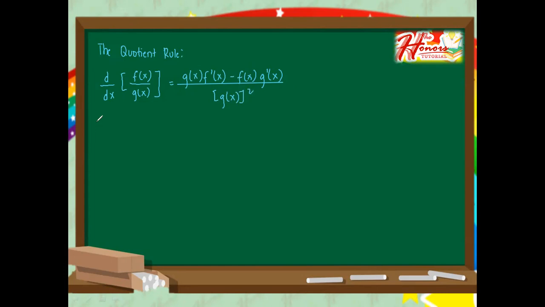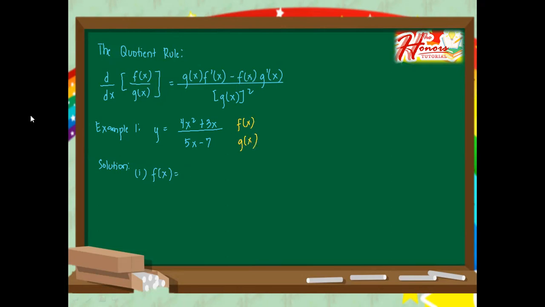Now let us have our example. For example number 1, we have here y equals 4x squared plus 3x over 5x minus 7. So let us have our solution. For the first part of the solution, we will be looking for f prime of x. So we will be having first f of x. By the way, this is f of x, your numerator, and then g of x is your denominator.